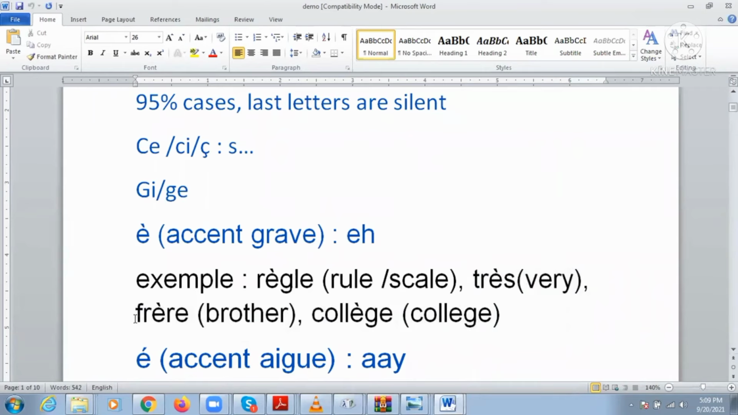Okay. Next one, frère, which means brother. Then collège.